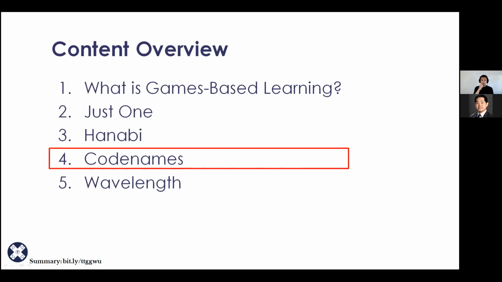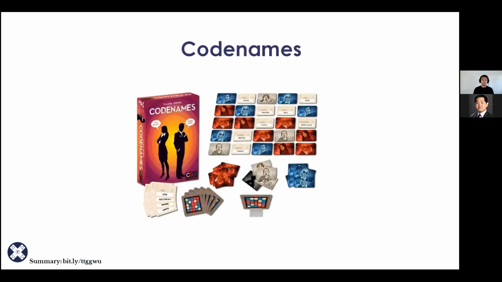All right, so let's go back to our content overview. Again, in this presentation, we talked about what game-based learning is. We covered one party game, Hanabi, and deductive reasoning. Now let's talk about Codenames. If you're familiar with any of the modern tabletop games, you're probably already familiar with Codenames, but if you're not, I'm going to go through a quick example of what this is.